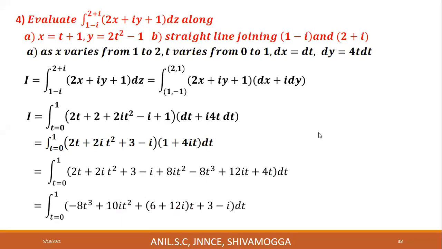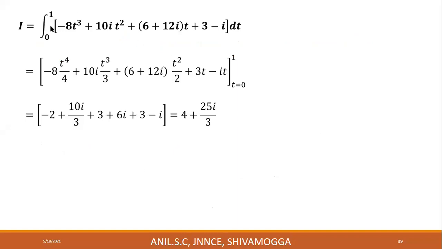Now let's integrate this. This is the last step. I is equal to the integral of t from 0 to 1, minus 8t cube plus 10it square plus (6 plus 12i) into t plus 3 minus i, dt. This will be the last step.